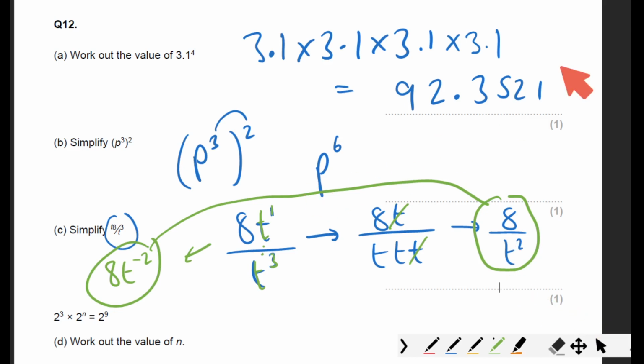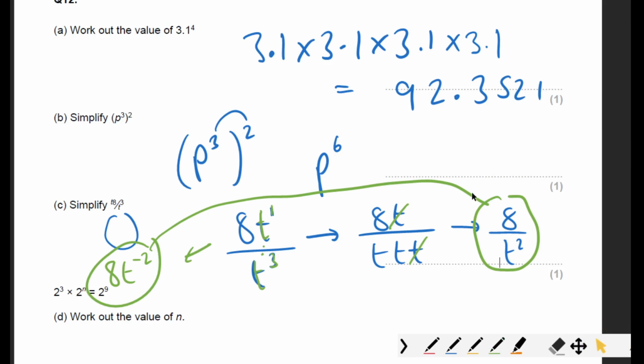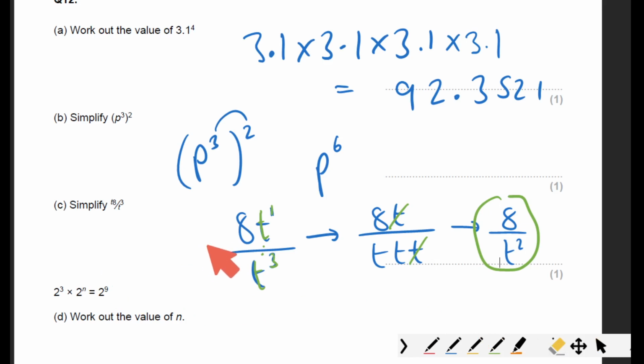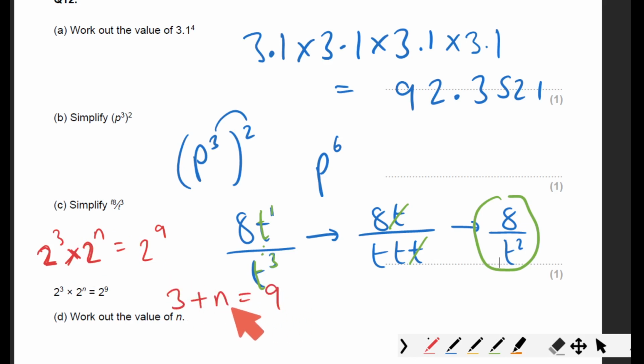Right, last question. Question D. Two to the power of 3 times 2 to the power of n gives you 2 to the power of 9. Find the value of n. Well, if the bases are the same and you're timesing, you'd be adding the indices, wouldn't you? You'd be adding the indices to get the 9. So it'll be 3 plus n to give you the 9. Obviously n has to be 6, because 3 add 6 gives you the 9. So n is equal to 6.